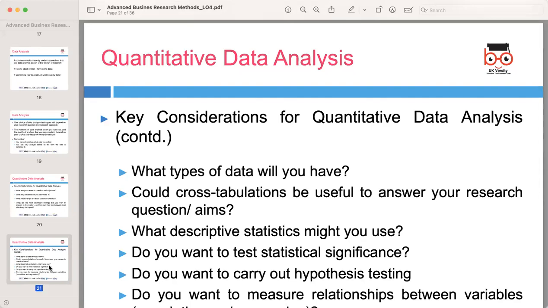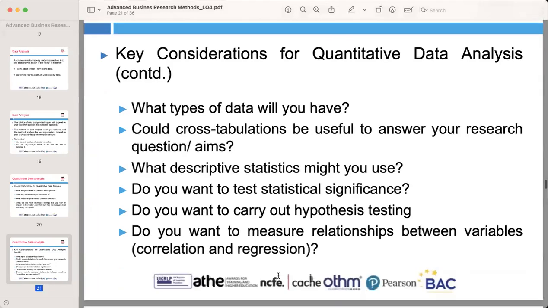Then statistical significance. Do you want to test statistical significance? Determining statistical significance involves assessing whether the observed differences or relationships in your data are likely to be genuine and not due to random chance. Then, do you want to carry out hypothesis testing? Hypothesis testing is an essential aspect of quantitative data analysis. It involves formulating research hypotheses and using statistical tests to examine the evidence against these hypotheses.